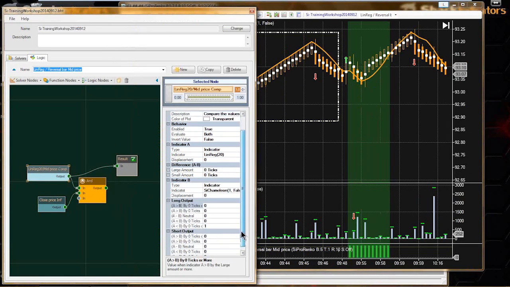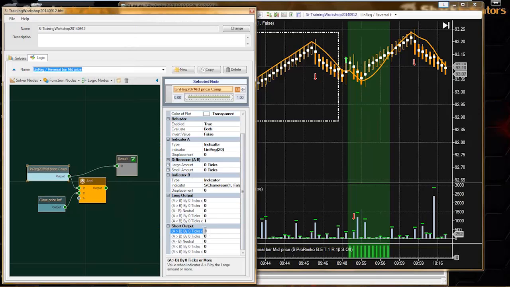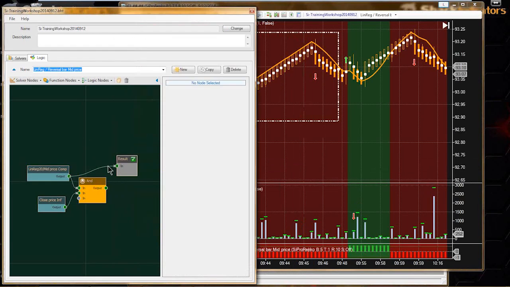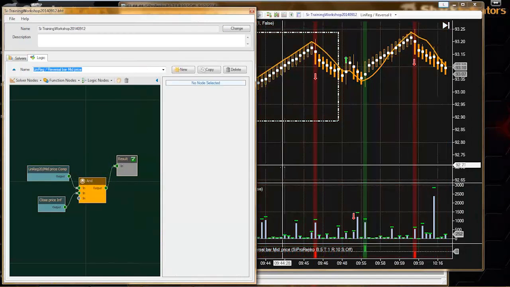And so let me set one of my short outputs. I set all my short outputs to 0, so I'll set the opposite condition of the longs. So there we go. Alright, now let's see what we get now.